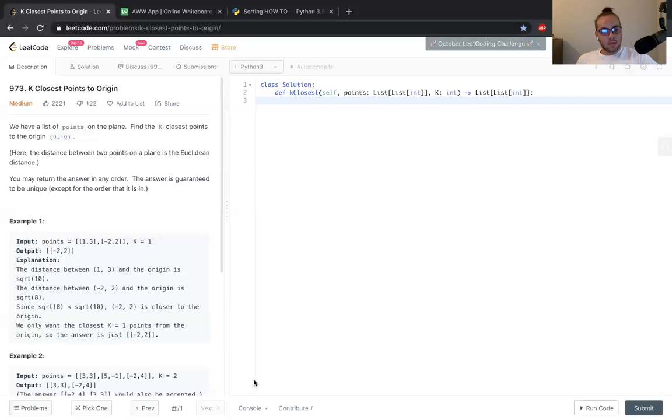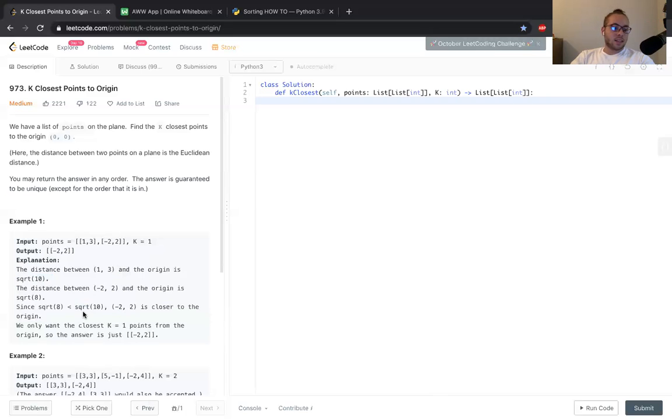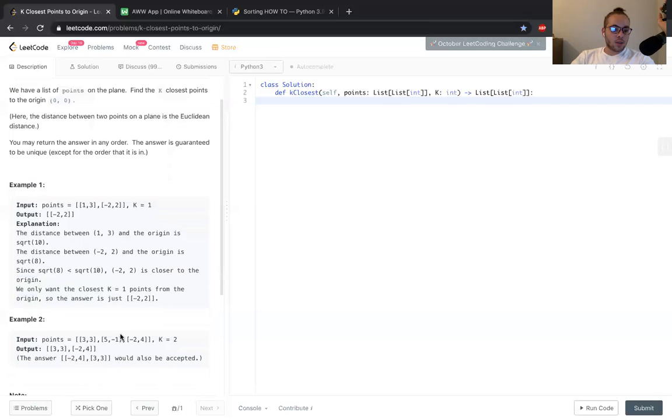So the distance between 1, 3 and the origin is square root of 10. The distance between negative 2, 2 and the origin is square root of 8. Since square root of 8 is less than square root of 10, negative 2, 2 is closer to the origin. We only want the closest k equals 1 points from the origin, so the answer is just negative 2, 2.